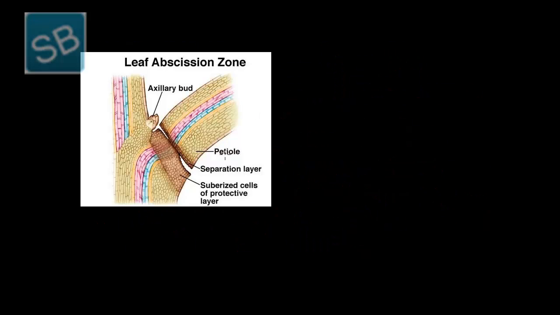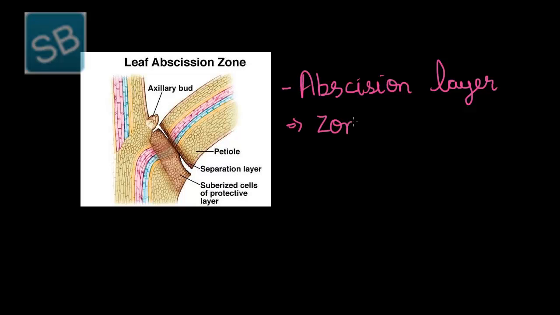This figure depicts the phenomenon of abscission within a leaf. As can be seen from the figure, there occurs a separation layer between the leaf and the petiole. Such a separation layer which causes abscission is known as the abscission layer. Thus, the abscission layer is considered a zone which causes degradation of the organ system.